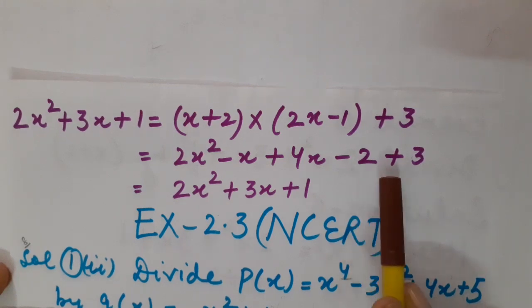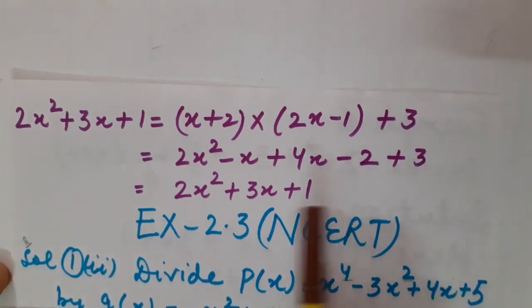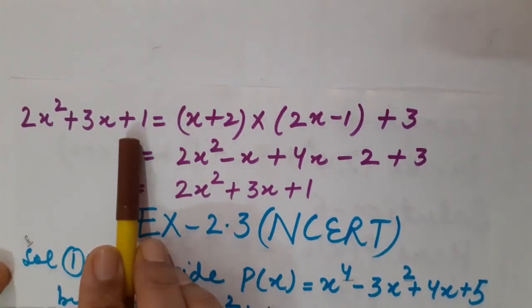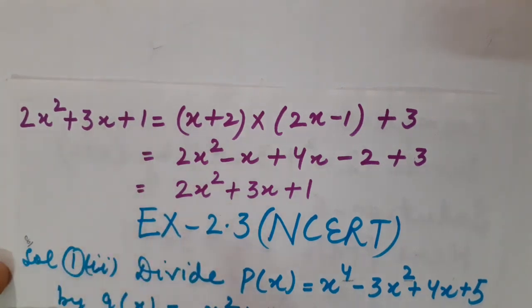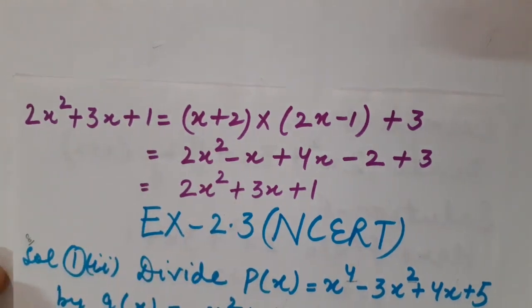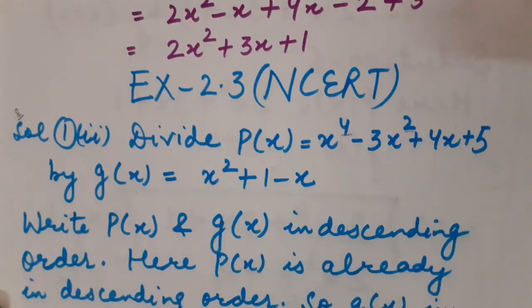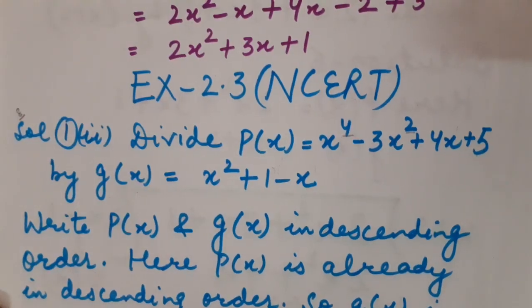And here minus 2 plus 3 will give you plus 1. Isn't it the complete division, that is Px? So through this we can verify after dividing. Clear, children?